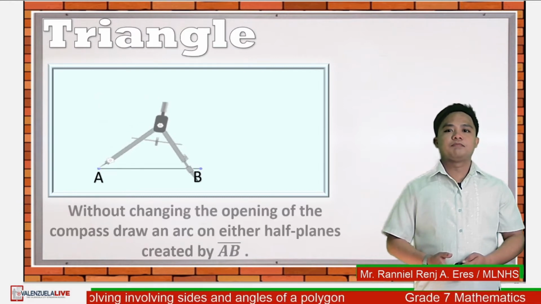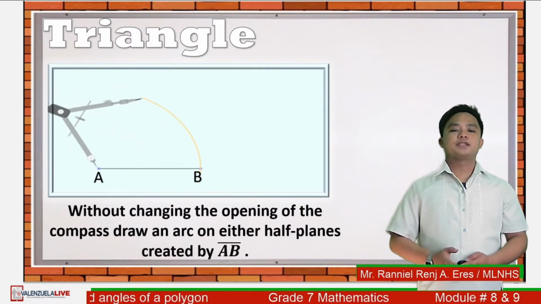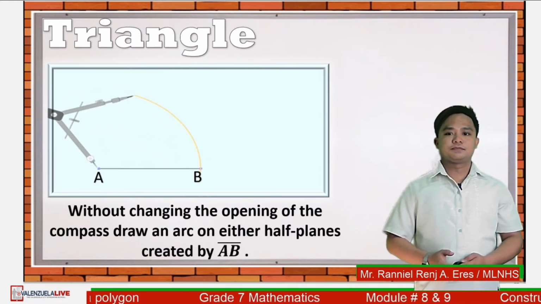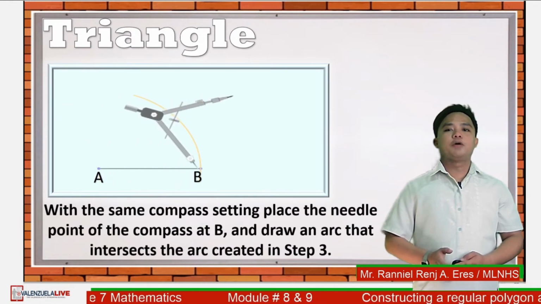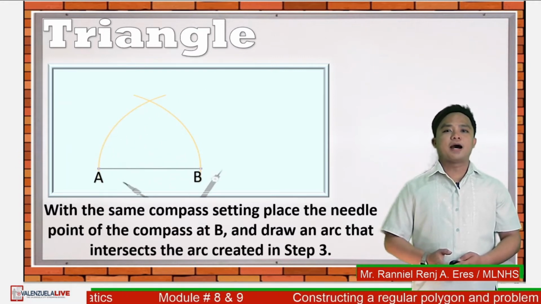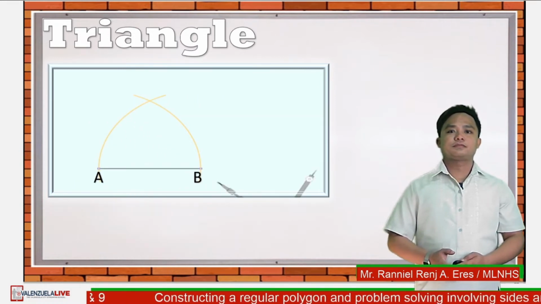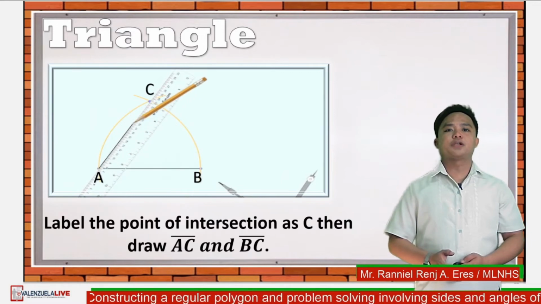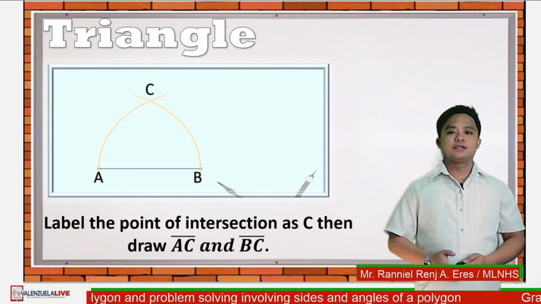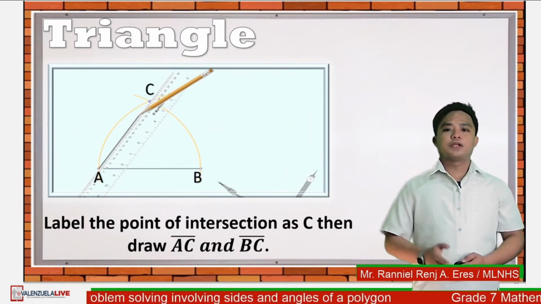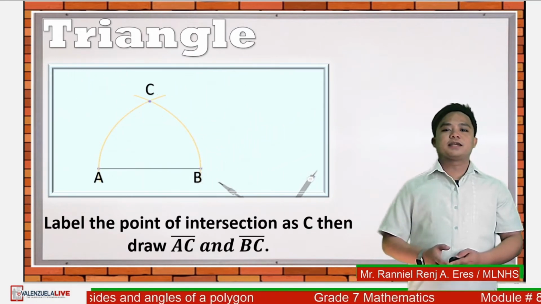For our third step, without changing the opening of the compass, draw an arc on either half plane created by line segment AB. With the same compass setting, place the needle point of the compass at B and draw an arc that intersects the arc created in step 3. And label the point of intersection as C. Then draw line segment AC and line segment BC. So the point where the two partial circles intersect is C.